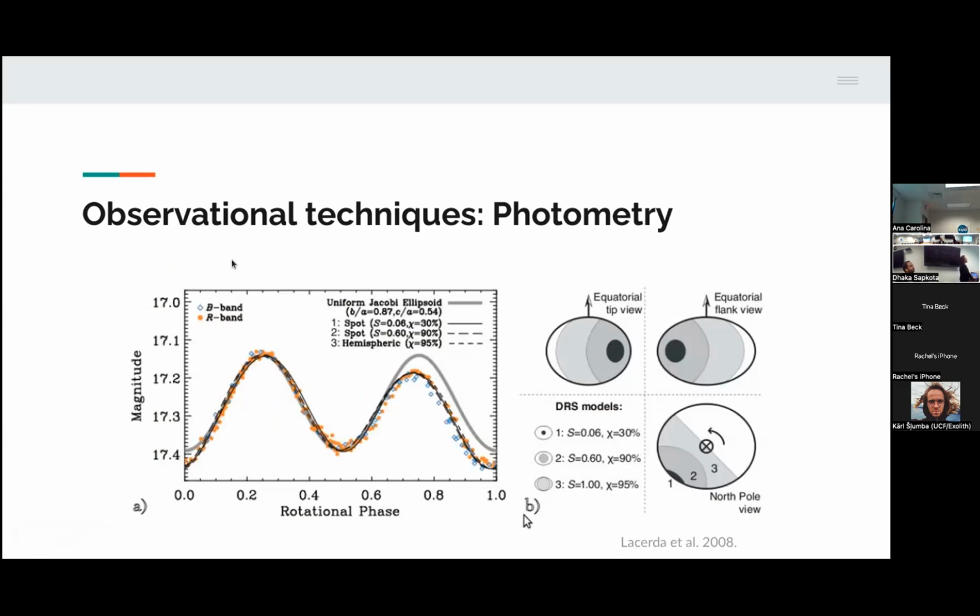Almia here was observed in the VNR Johnson filters. So due to the amplitude in the maximum peak, with the difference between the maximum peaks, we can see that there is some kind of structure that was attributed to a dark spot on the surface. Here we are showing how this dark spot should be on the surface. So from photometry, we can have a lot of information from those bodies.